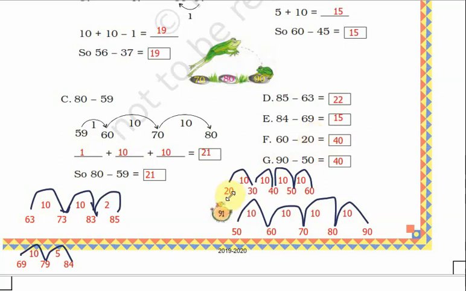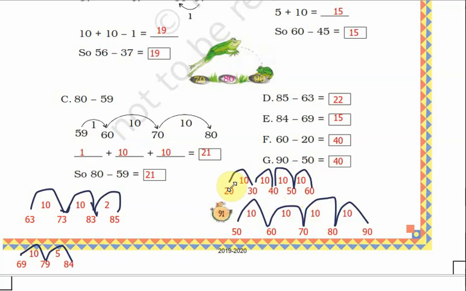So we have to start from 20 here. First jump up to 30. First jump of 10, we reached 30. Again a jump of 10, we will reach 40. From there again a jump of 10, we will reach 50. And from there again a jump of 10, we will reach 60.